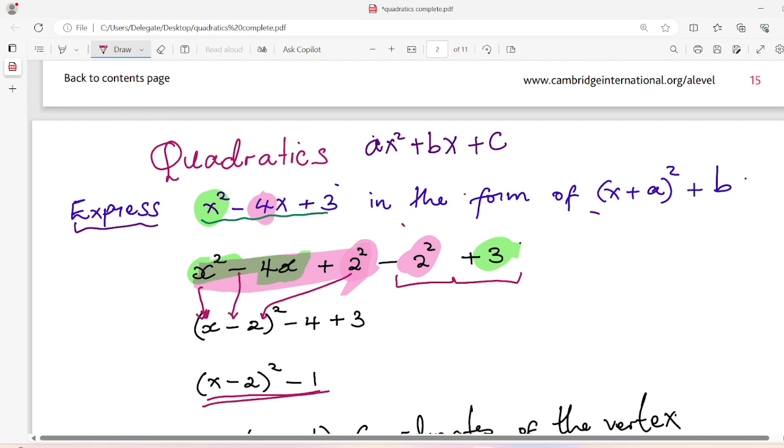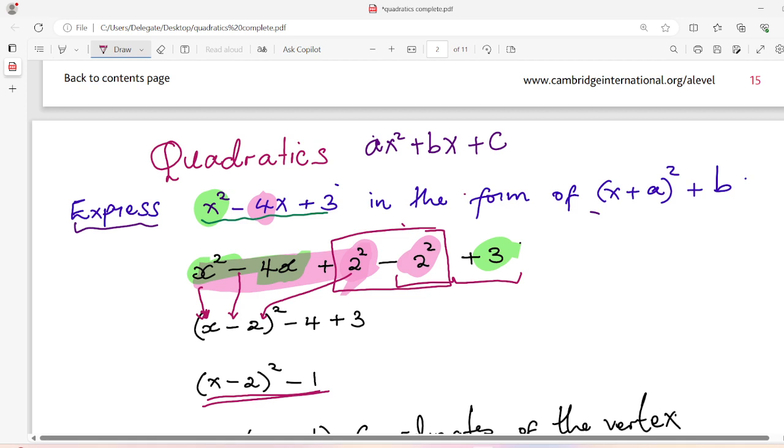To summarize: you make sure that the coefficient of x squared is positive 1. Next, you need to add a 0. You go to the coefficient of x, you divide it by 2. So in my case, 4 divided by 2, we get 2. So add 2 squared minus 2 squared.